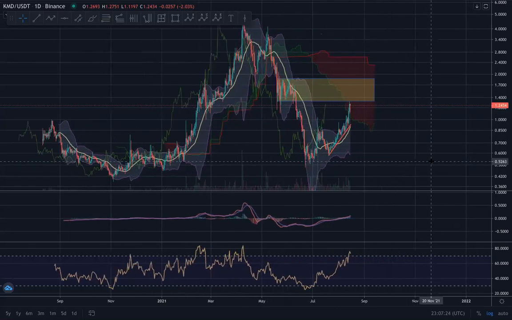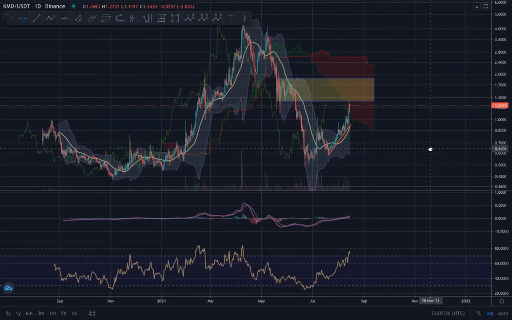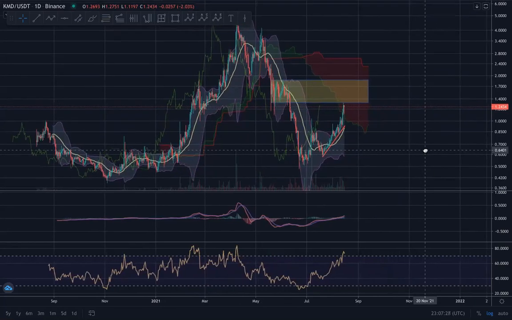None of this is financial advice, by the way. All right, there you have it. That's the idea for the KMD USDT. And finally, just one more Fibonacci play here.